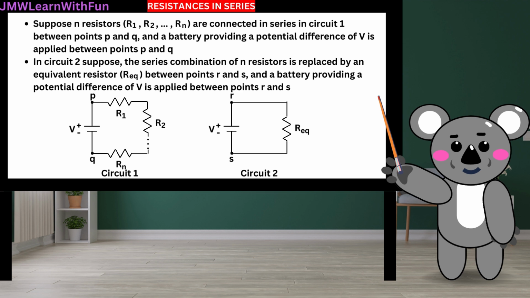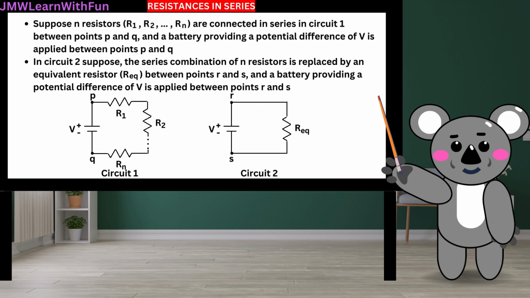Suppose n resistors, R1, R2, and so on till Rn, are connected in series in circuit 1 between points P and Q, and a battery providing a potential difference of V is applied between points P and Q. In circuit 2, suppose the series combination of n resistors is replaced by an equivalent resistor, Req, between points R and S, and a battery providing a potential difference of V is applied between points R and S.